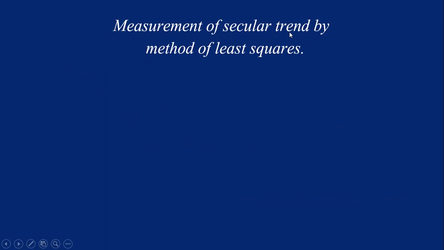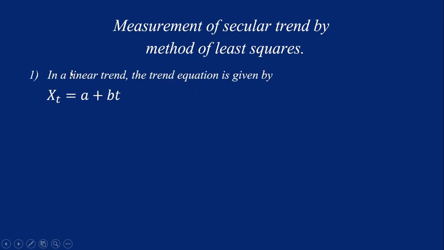Measurement of secular trend by method of least squares. We take into consideration the following points. In a linear trend, the trend equation is given by xt is equal to a plus bt. Here t represents time and xt represents the variable like production, sales, demand, like that. So it is similar to the linear equation we have already studied, y is equal to mx plus c. Instead of y, here we have xt, and instead of x, here we have t.